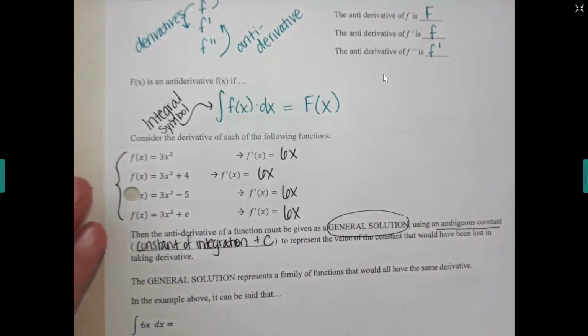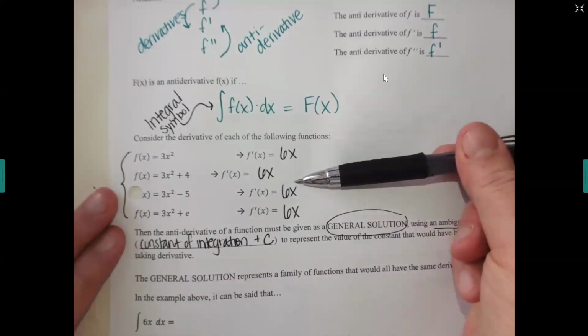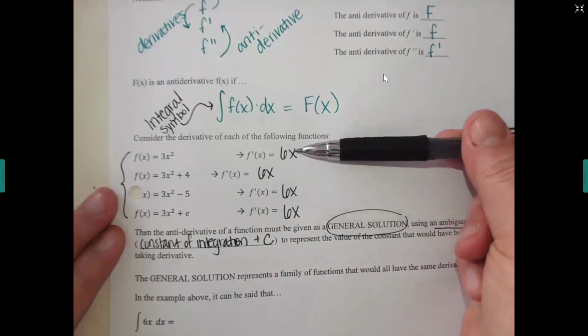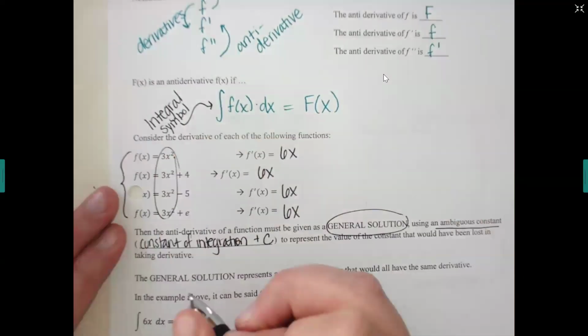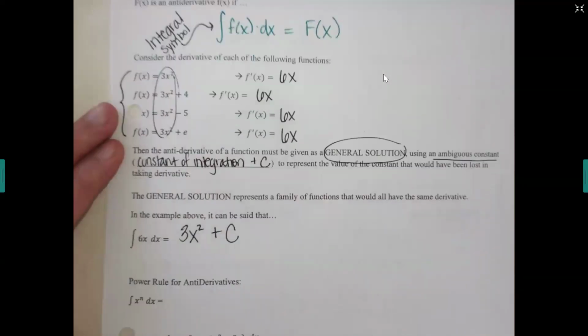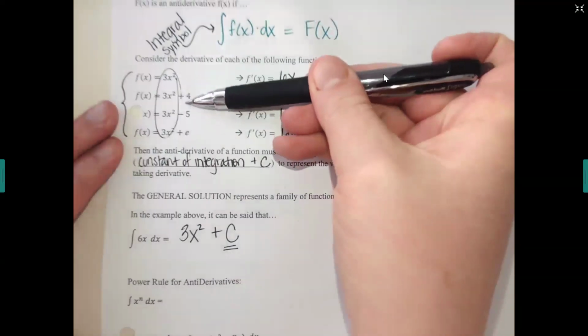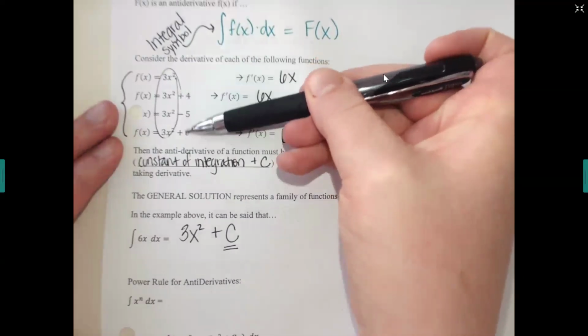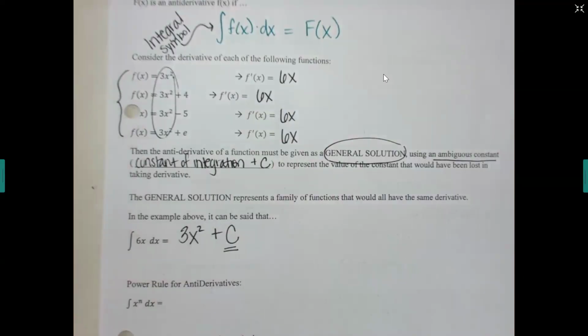So for the example that we just did, if I have a 6x and I want to go backwards, what's the antiderivative of 6x? It'd be 3x squared, but then you would put plus c, where that c is going to essentially represent whatever this constant was at the end that I would have lost in the derivative process, that going backwards, I can't get it back. Okay?